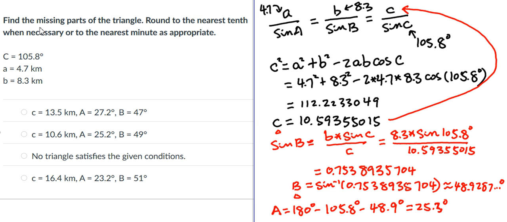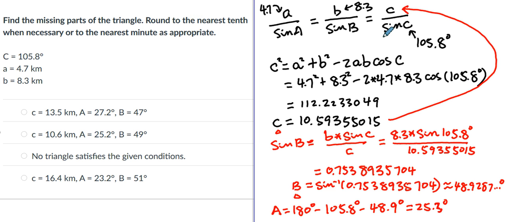Now, let's find the missing parts of the triangle. Round to the nearest tenth when necessary, or to the nearest minute as appropriate. We have angle C is 105.8 degrees. Side A is 4.7 kilometers. Side B is 8.3 kilometers.